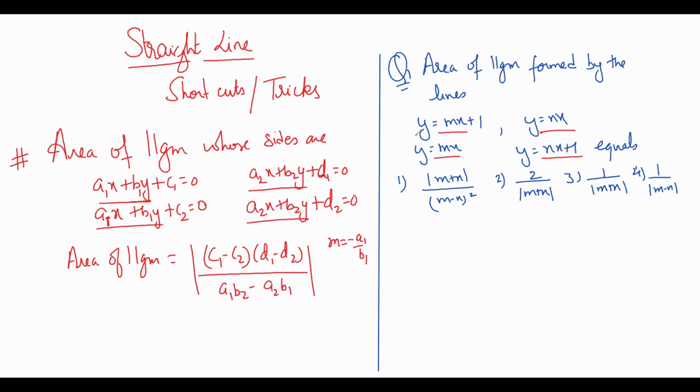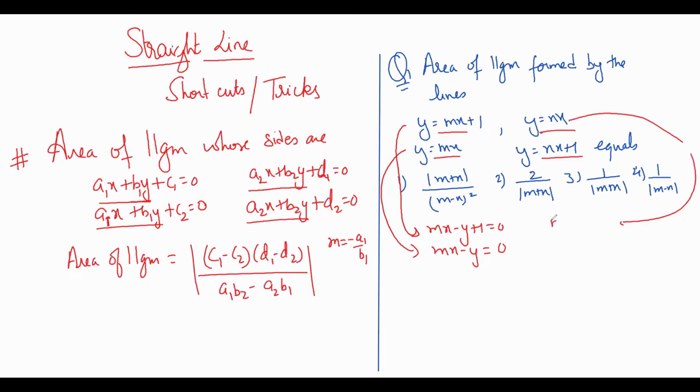Now, if you want to convert into standard form, that is ax plus by plus c equal to 0, you can write the first line as mx minus y plus 1 equal to 0. The second line can be written as mx minus y equal to 0. Similarly, you can write this as nx minus y equal to 0, and the fourth one as nx minus y plus 1 equal to 0.